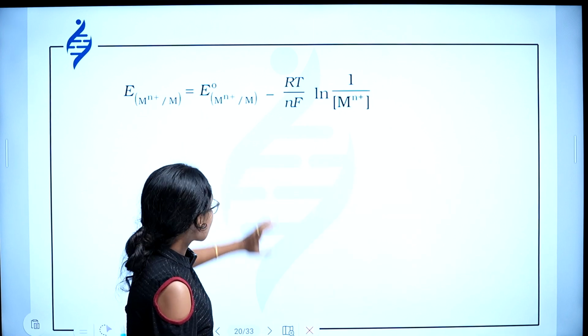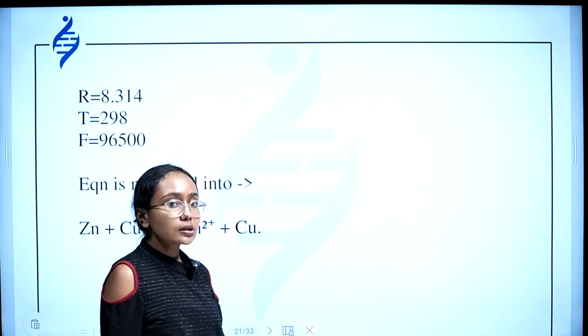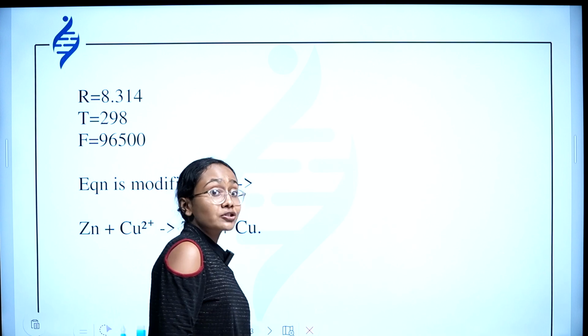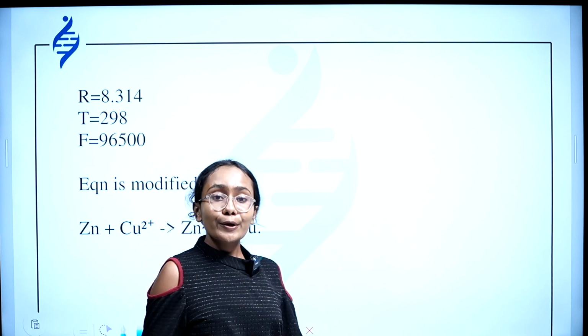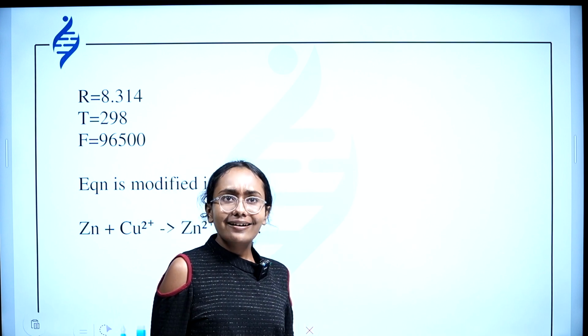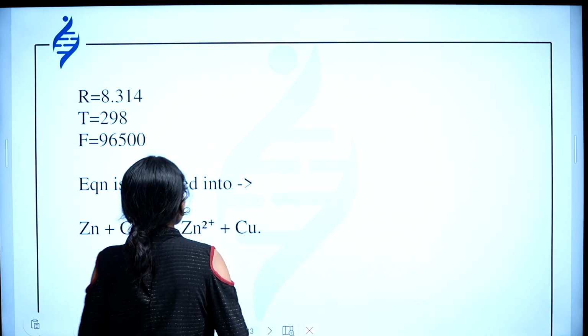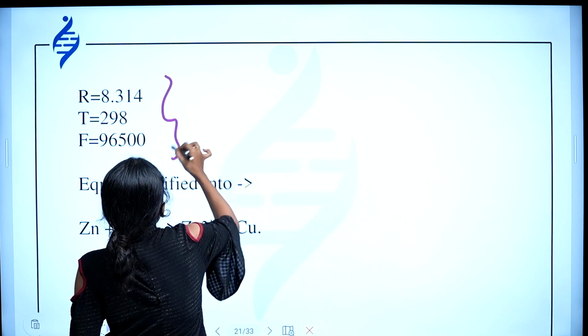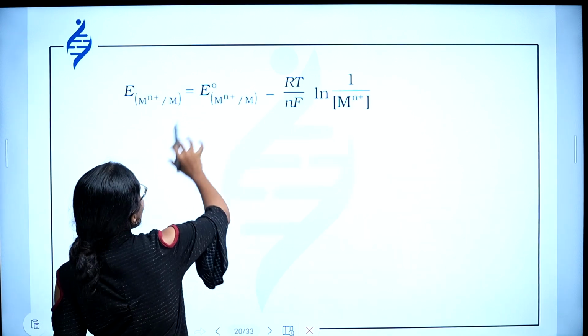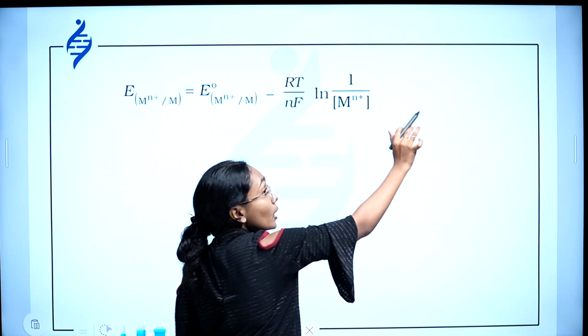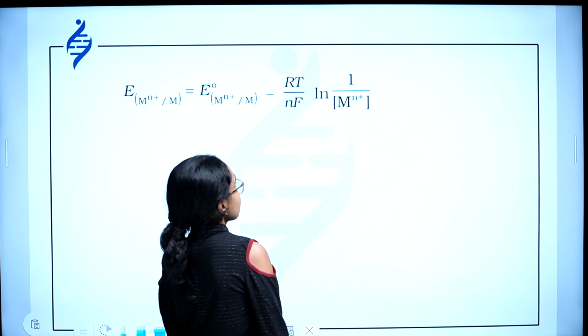So this is the Nernst equation found by the scientist Nernst, providing a relationship between the electrode potential and the concentration of the electrolyte. In this equation, this is the electrode potential, this is the standard electrode potential, and this is the concentration of electrolyte.